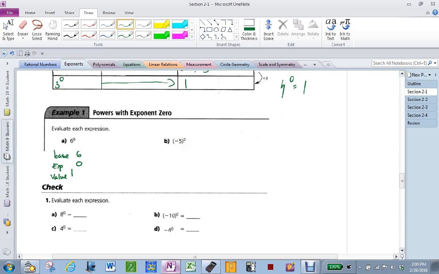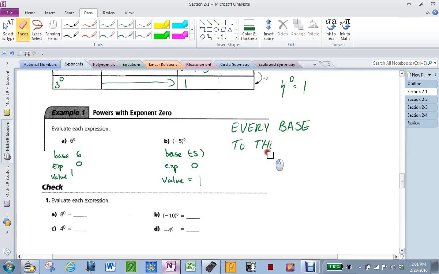Come over here. What's the base? Would it be negative 1? So what's the exponent? So what do you think the value is? Negative 1. Wait, 1. It's 1. Why? Because it's always 1. You don't get a choice. Every base, even 1 to negative 2.